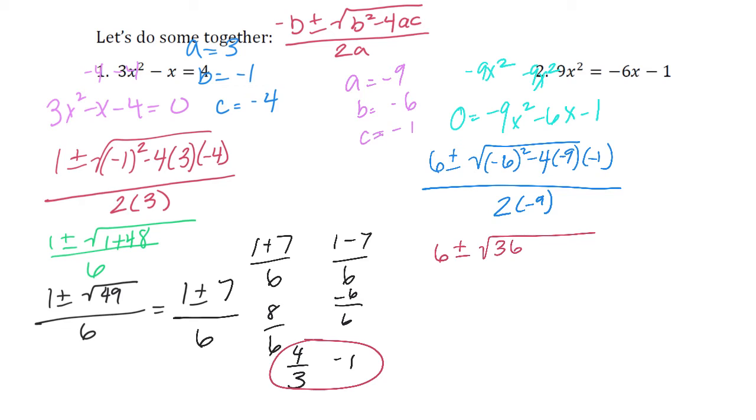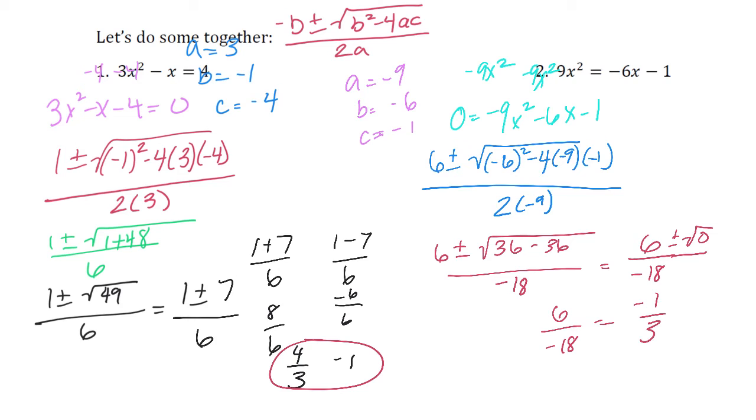Okay, so now we simplify that, and we get 6 plus or minus the square root of negative 6 squared is 36. Negative 4 times 9 is 36, and 36 times negative 1 is negative 36. Divided by negative 18. 36 minus 36 is 0. So this becomes 6 over negative 18. Well, I guess you can write plus or minus the square root of 0 if you want to, but square root of 0 is just 0. So we get 6 over negative 18, which simplifies to negative 1/3.